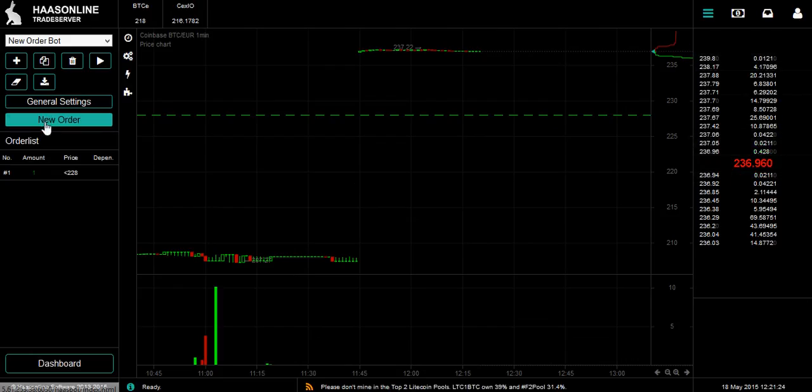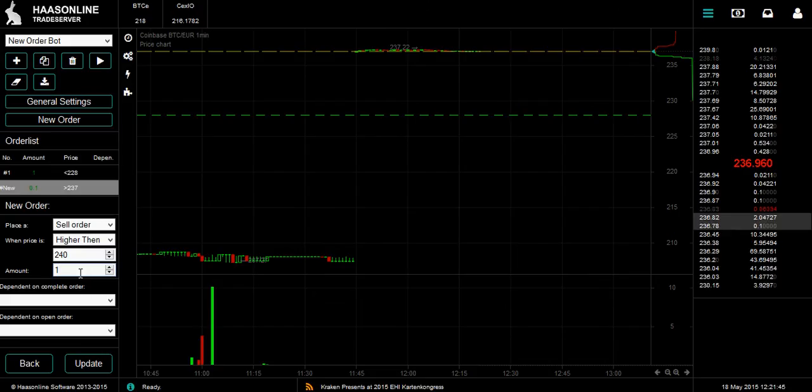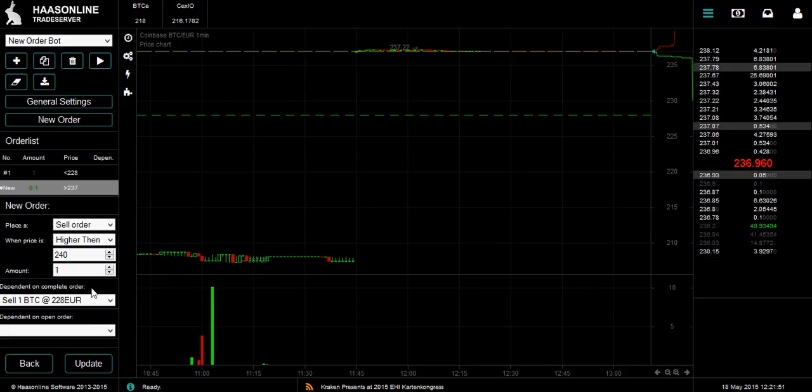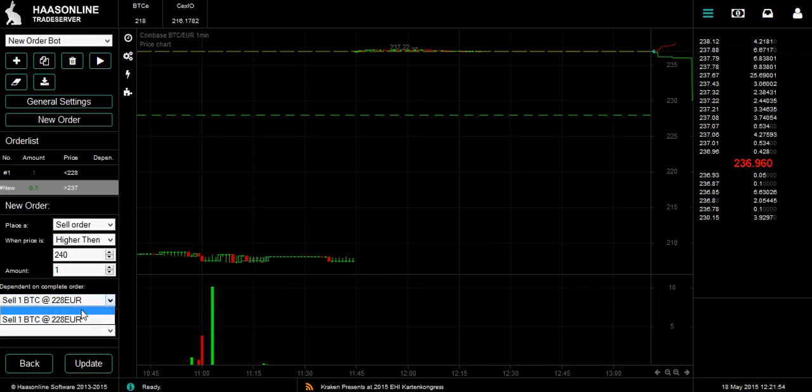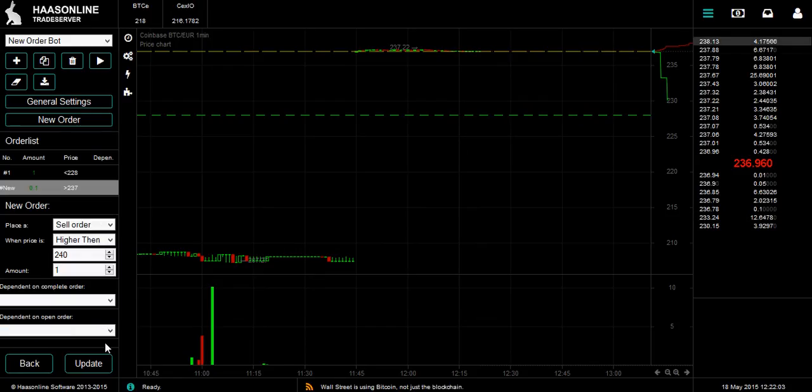Okay, and let's make another. What I want to show you is that you can make one order dependent on another. So let's sell if it's higher than 240, and we're going to do 1 Bitcoin, but I only want to do that if my really low buy order got filled. So it's dependent on a complete order, or I could say if this is still an open order, not filled yet, then you're okay. Or I can just say no dependencies.